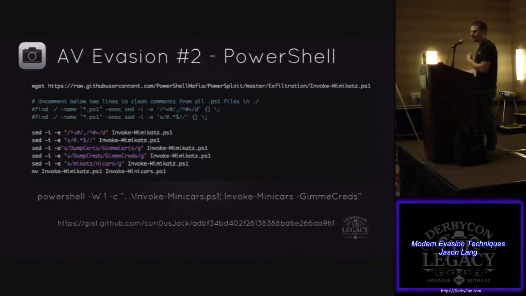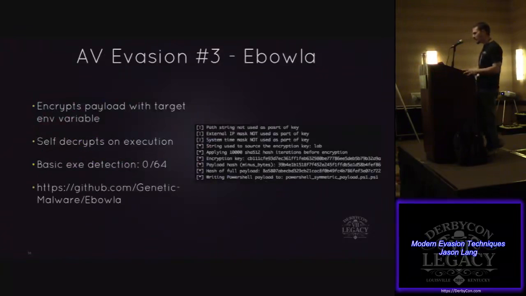However, this is really all you have to do to make Invoke-Mimikatz work against your EDR. The first sed line gets rid of the block comments, then we get rid of single line comments, and then we change DumpCerts and DumpCreds to GimmeCerts and GimmeCreds. I'm also getting rid of Mimikatz and replacing it with Minikars. And that's it, and that's how you call it. Like I said, last I checked it worked against Sep 14. That's also out on my GitHub as well.